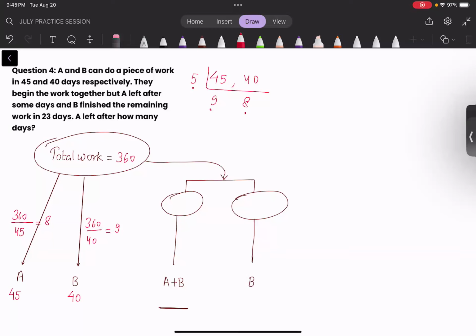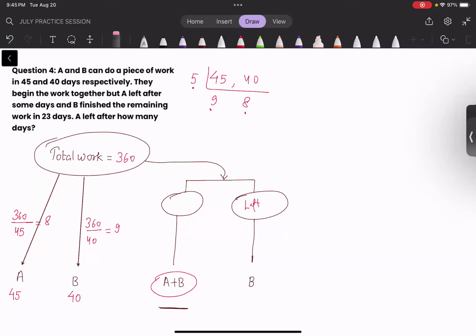This complete is your third situation. First, A and B are working. Then only B is working because A has left. Now, what do you know in this? A plus B will start. They will finish a certain part of the work. Out of 360, some part they will finish. Something will be left. And this left out work will be done by B.